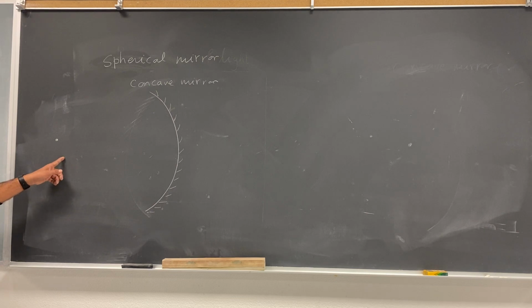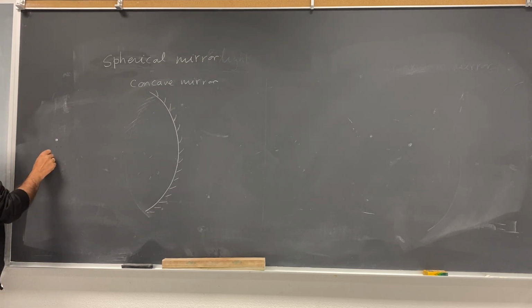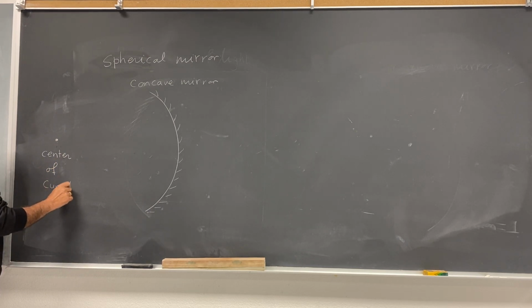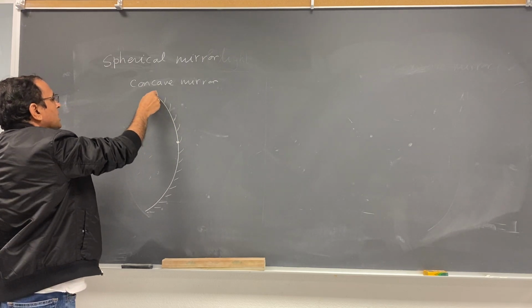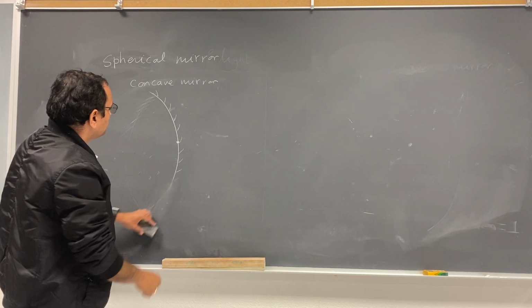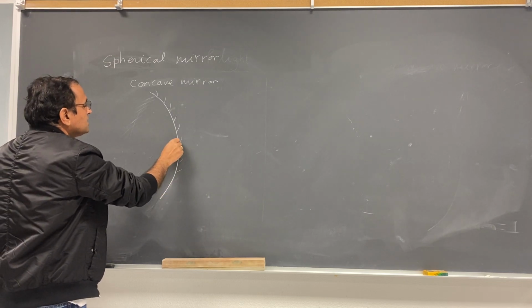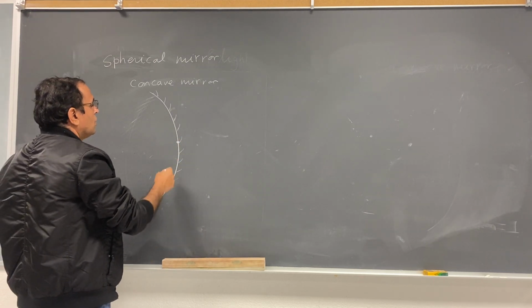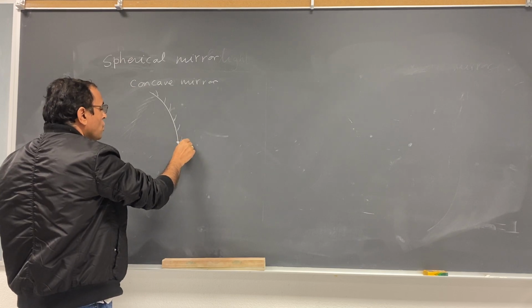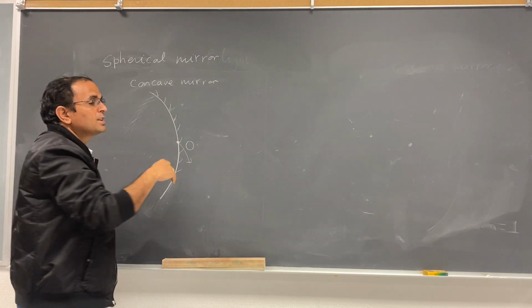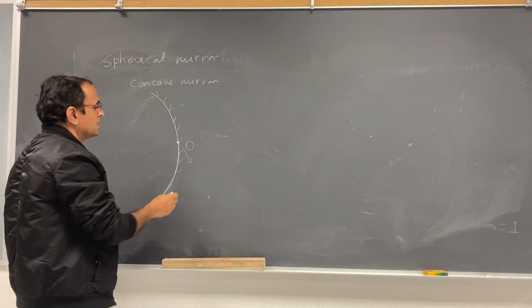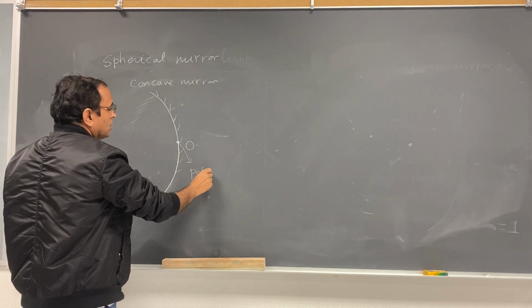This is called the center of curvature. Actually, it is the center of the sphere. And this point, my diagram is not quite good, guys, let's say I call it O. This is the center of the mirror, you can call it the pole also. This point is the center of the reflecting surface. So you can call it the pole.